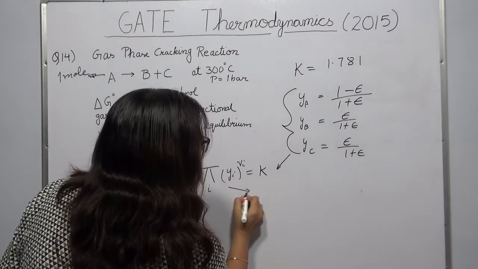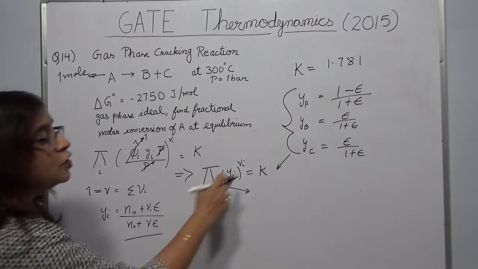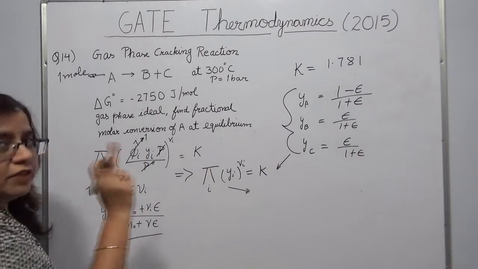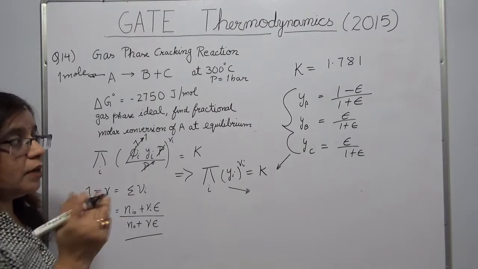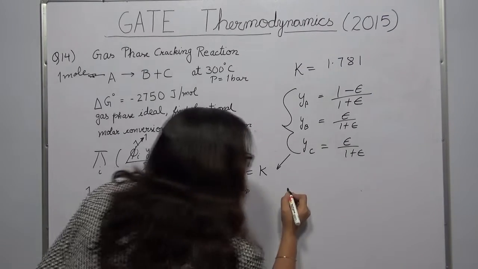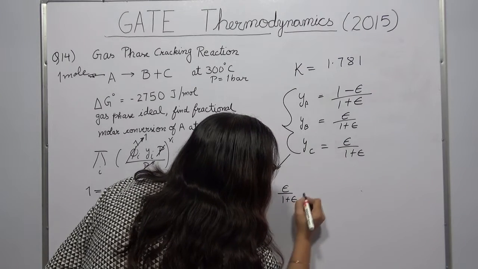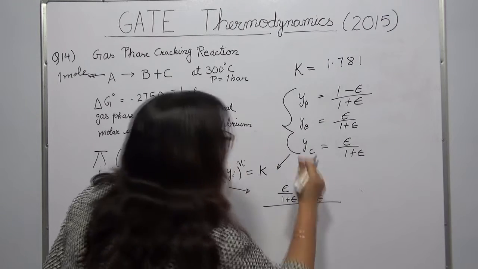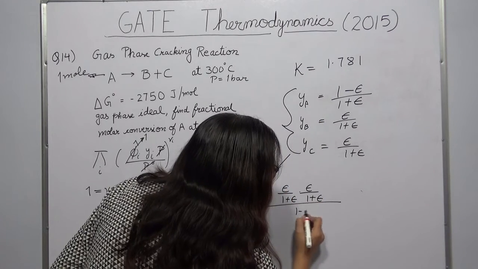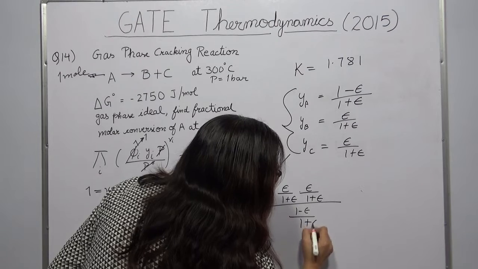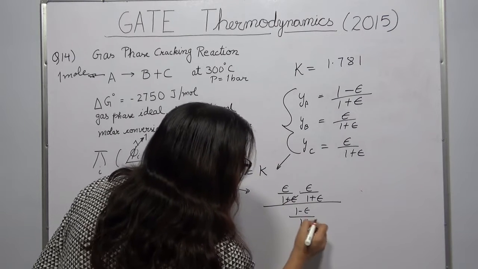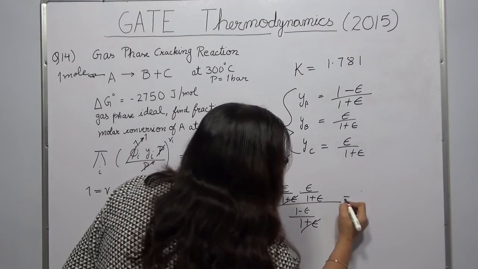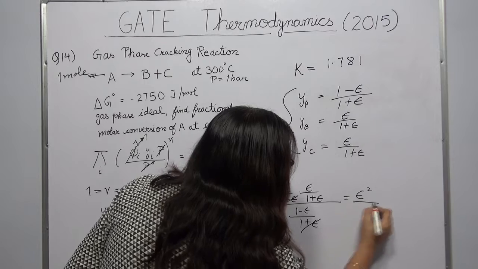Okay. So what I get from here, yi raised to nu i. So all the products, they will be raised to a power of 1, so they will come in the numerator. So epsilon upon 1 plus epsilon multiplied with epsilon upon 1 plus epsilon, divided by, this is the reactant, so 1 minus epsilon upon 1 plus epsilon. Okay. One of these will cancel, epsilon times epsilon, that is equal to epsilon square.